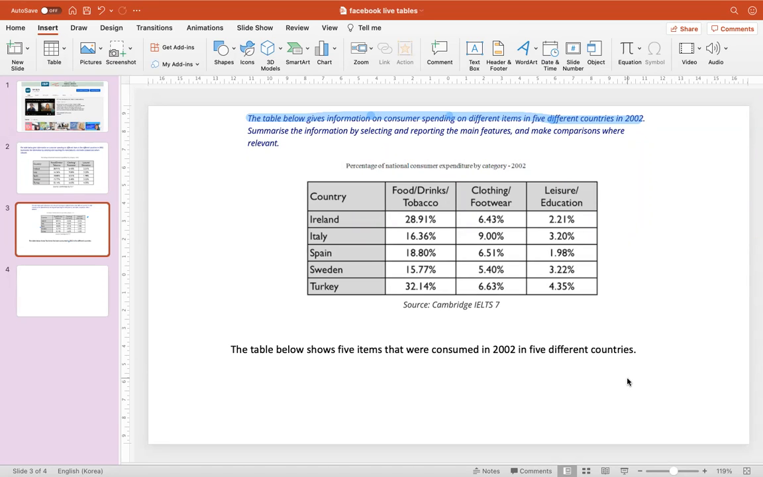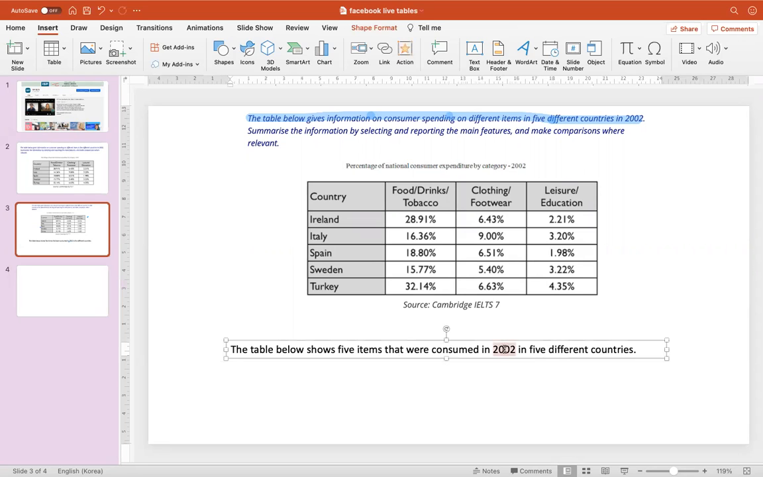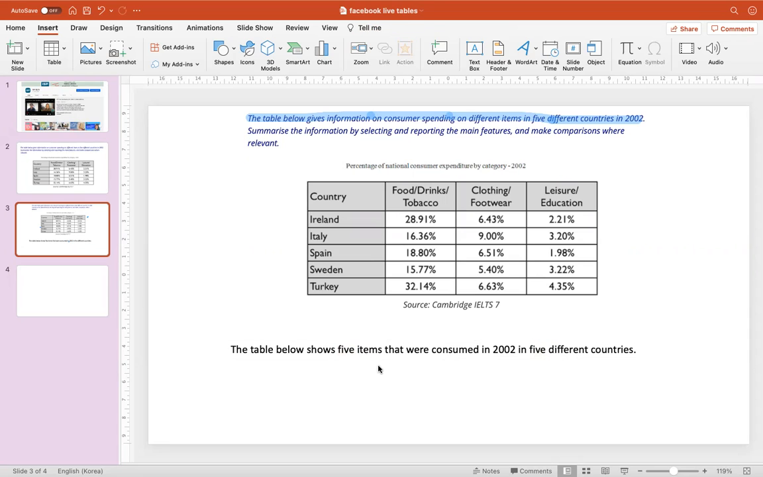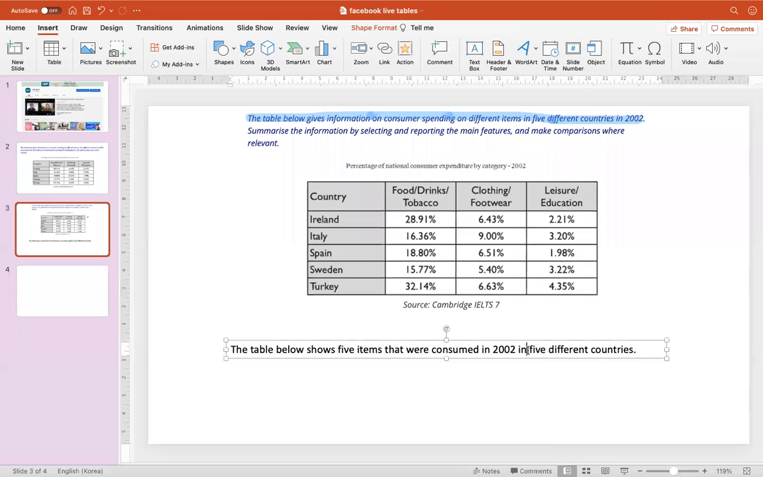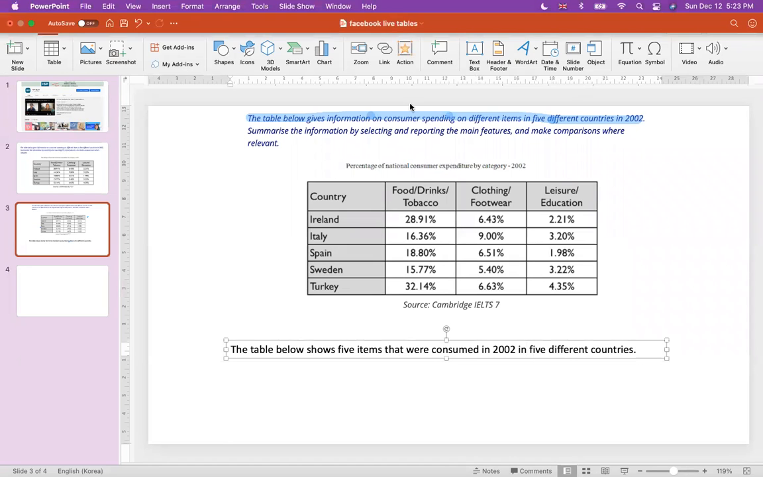There are many ways that you can rephrase the sentence, and as long as you keep the main points like the date, the number of countries, the number of items, then that's the important thing. As long as you do that and that is grammatically correct, then those are the important things. It doesn't need to be longer or shorter. It just has to contain the main points, right?